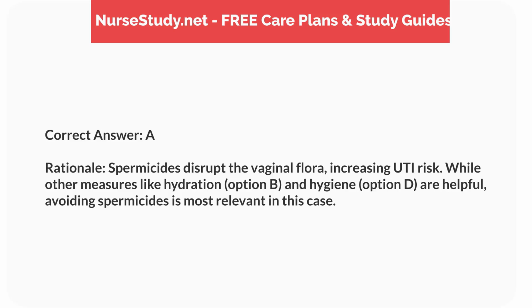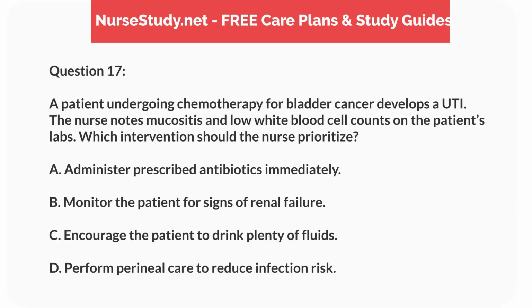Correct answer, A. Rationale: spermicides disrupt the vaginal flora, increasing UTI risk. While other measures like hydration, option B, and hygiene, option D, are helpful, avoiding spermicides is most relevant in this case.